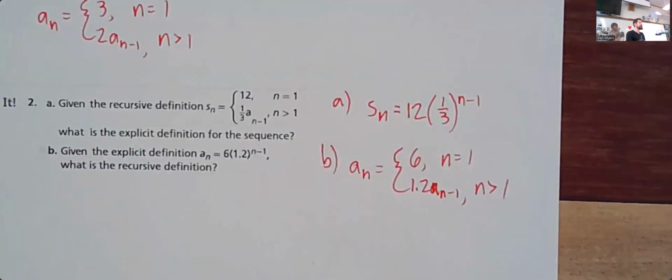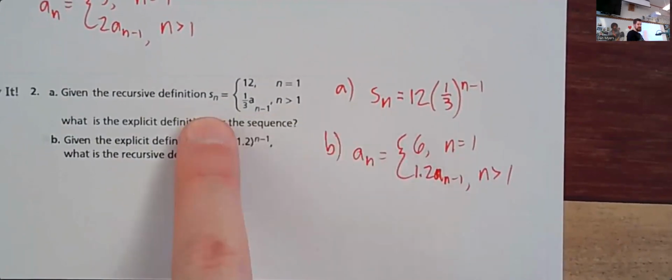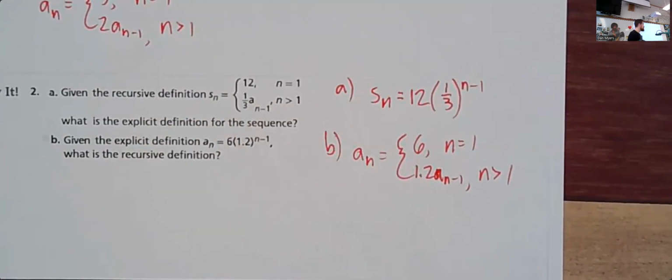All right, here we are. Now, the reason why I'm calling that one S sub n is because it uses S sub n over here. That's the only reason for that. S for sequence, I think. I don't know. Maybe it just is S because it's S. In my mind, I'm saying it's S for sequence.